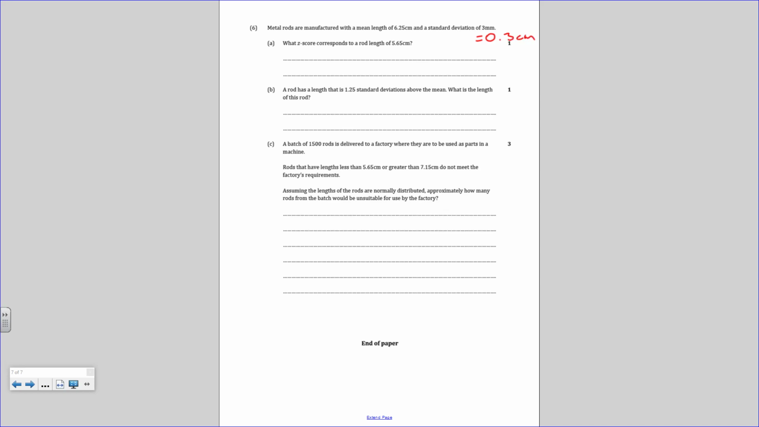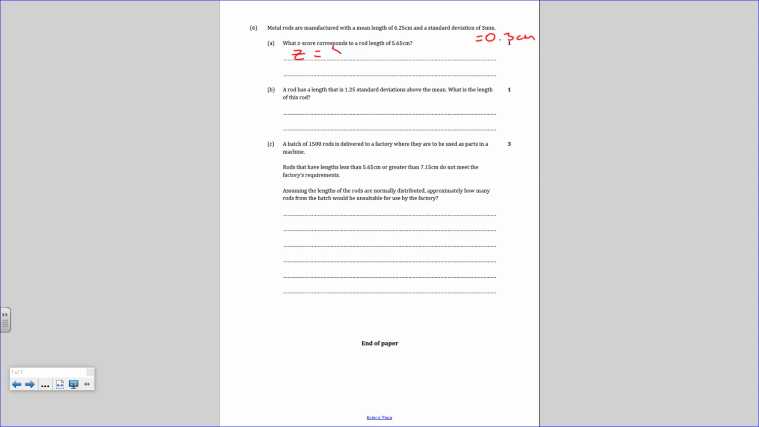And you need to be using 0.3, or you need to convert the 6.25 centimeters into 62.5 millimeters. You need to make sure that the units are the same. So what z-score corresponds with the rod length of 5.65? So we'll just find the z-score. This is just the basic z-score formula.